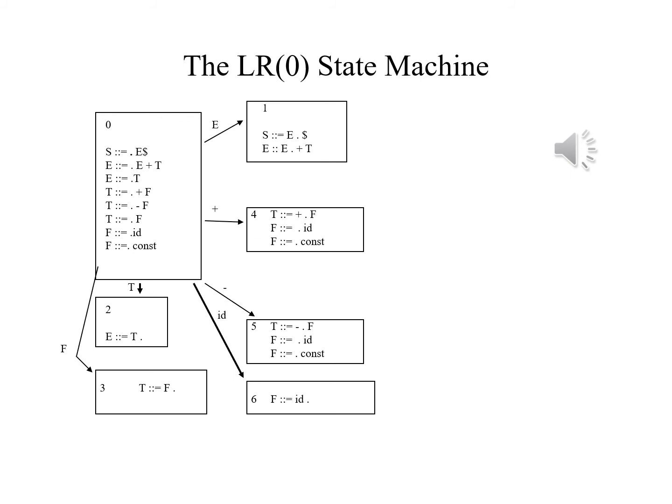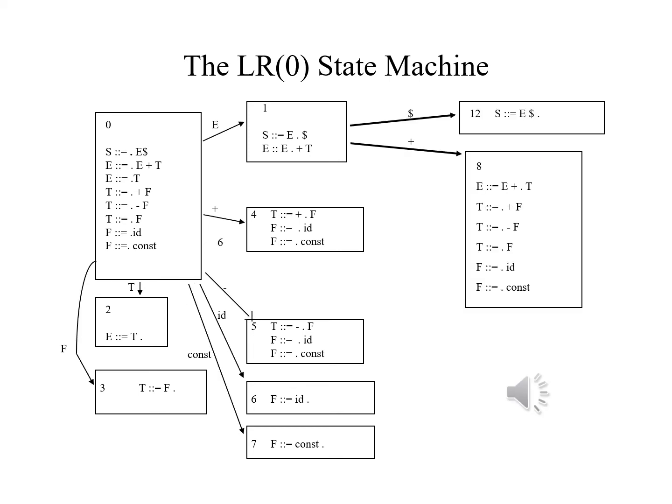Here we add state 6. Before we had F derives dot identifier, now it's F derives identifier dot. Here we have the last transition coming directly out of the initial state. F derives dot constant, after we traverse past the constant, becomes F derives constant dot.